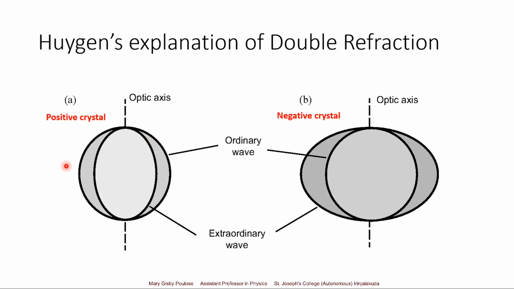So the O ray will travel faster than the E ray, and this crystal is called the positive uniaxial crystal. But in other cases, sometimes the O ray will travel slower than the E ray, and hence the wavefronts will be of this pattern where the O ray is enveloped by the E ray.